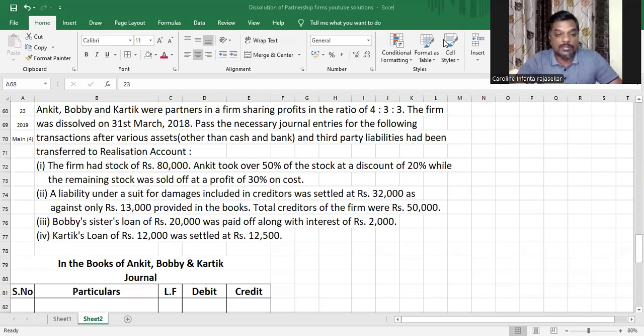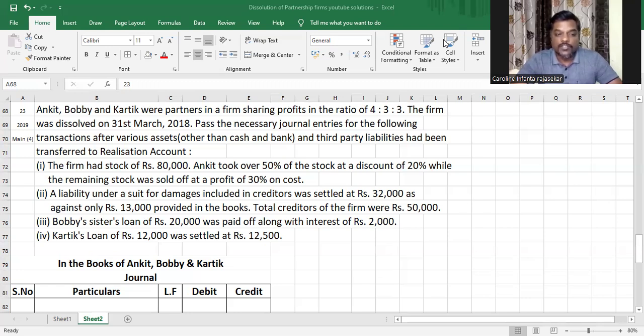Ankit, Bobby, and Kartik were partners in a firm sharing profits and loss in the ratio 4:3:3. The firm was dissolved on 31st March 2018. Pass necessary journal entries for the following transactions after various assets and liabilities have been transferred. So we only have to settle the liabilities and realize the assets. This is a beautiful question.